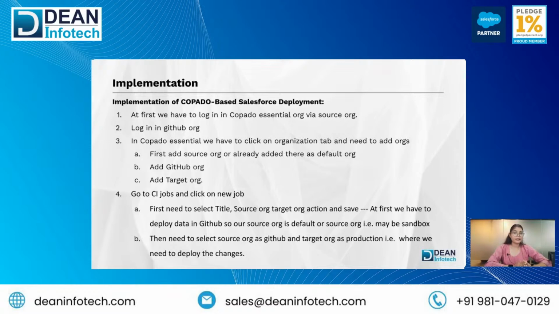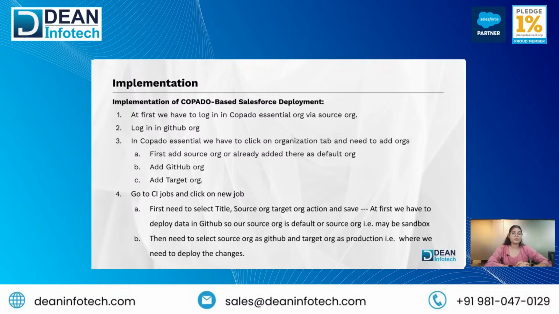While logging in to Copado Essential, we have to log in via a source org, as in point number 8. As we log in via a source org, it will by default add a default org in the Organization tab. After that, we need to add the GitHub org, then the target org. Go to CI jobs and click on the new job.